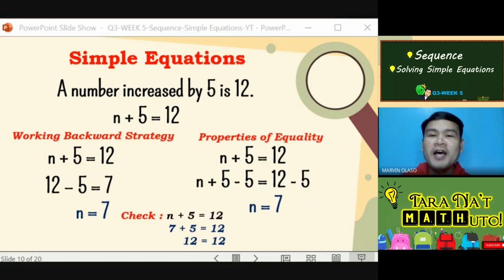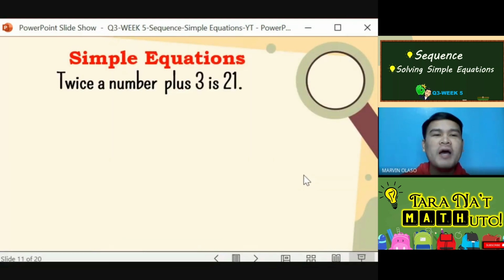Let's have another example. Ayan. Ito naman. Twice a number plus 3 is 21. So, the equation means 2. Pag sinabi natin twice, di ba, times? 2 times n plus 3 equals 21.